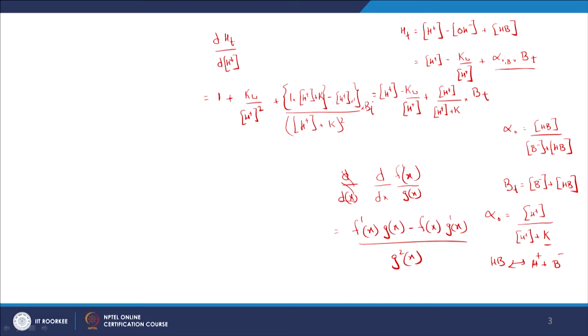So let's try to simplify this here, and now we are going to have 1 plus kw by h plus square, plus k into b total by h plus k whole square. So this is what we end up with here. So that's one equation we need to refer to later on, right?